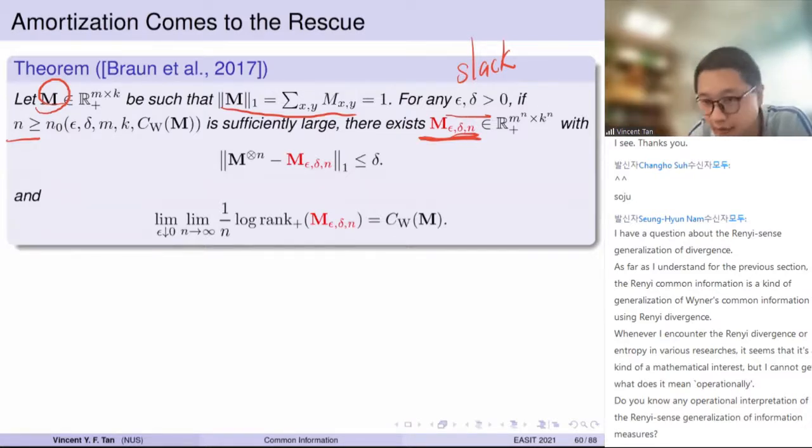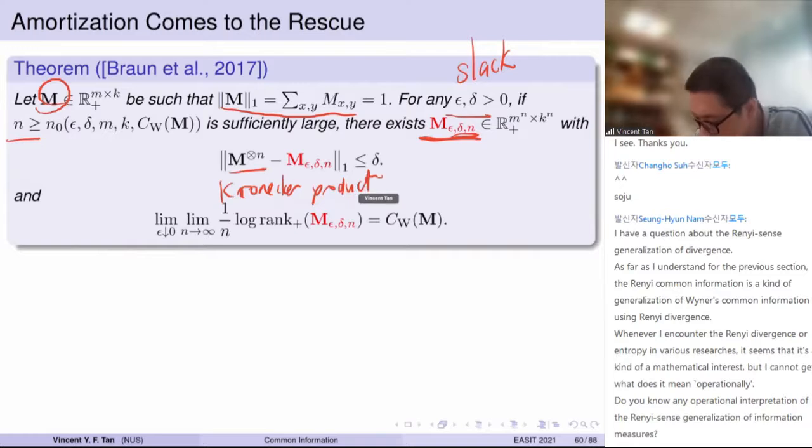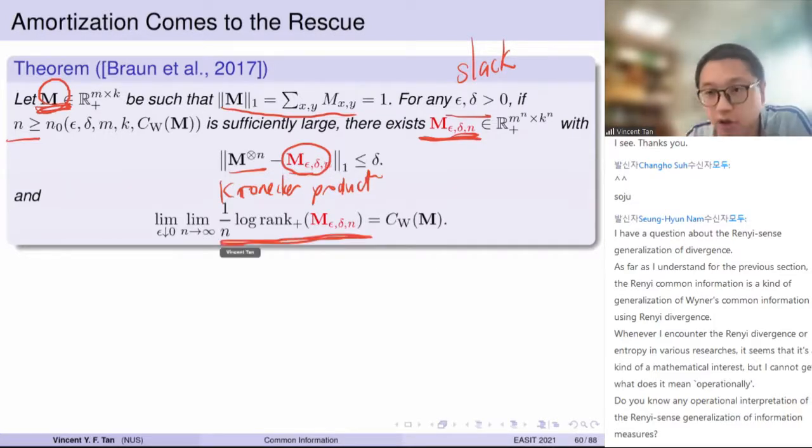the block length, if you wish, n, such that this is the n-fold Kronecker product of the matrix M that you started off with, that you're given. You can find a matrix in the delta neighborhood such that you can find a sequence of matrices such that the normalized logarithm of the non-negative rank is equal to Wiener's common information. So this is a theorem shown by Braun and his co-authors.